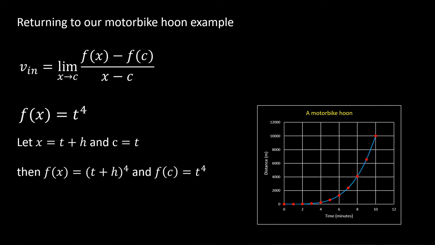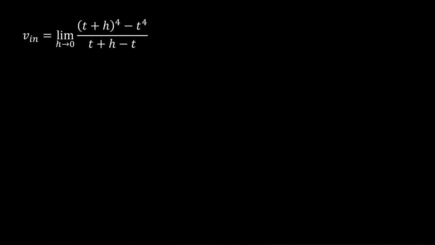Note this is just another way of writing our instantaneous rate of change function, and when deriving derivatives from first principles, we tend to make use of both forms of the equation, either using the limit as x approaches c or h approaches 0, depending on which one produces the most easily manipulated algebra. Returning to our current example, we get the instantaneous velocity is equal to the limit as h approaches 0 of (t plus h) raised to the fourth power minus t to the fourth power, all divided by t plus h minus t. The denominator simplifies simply to h.